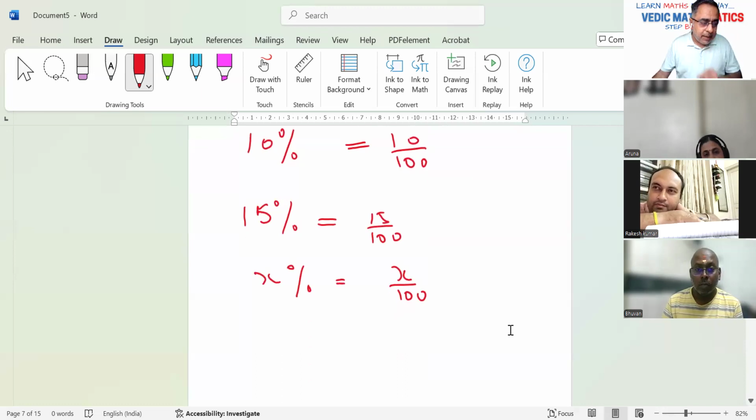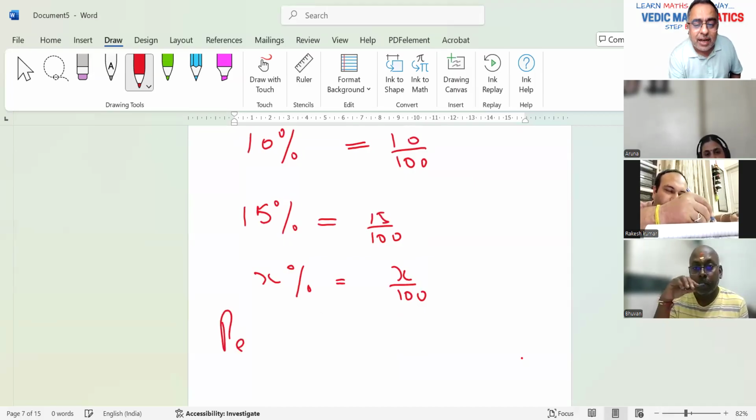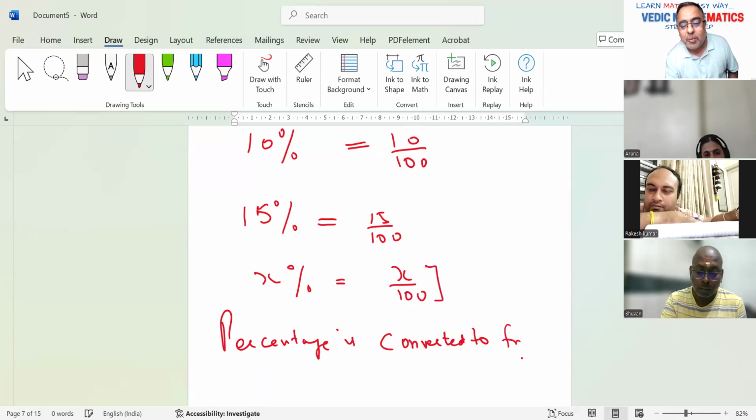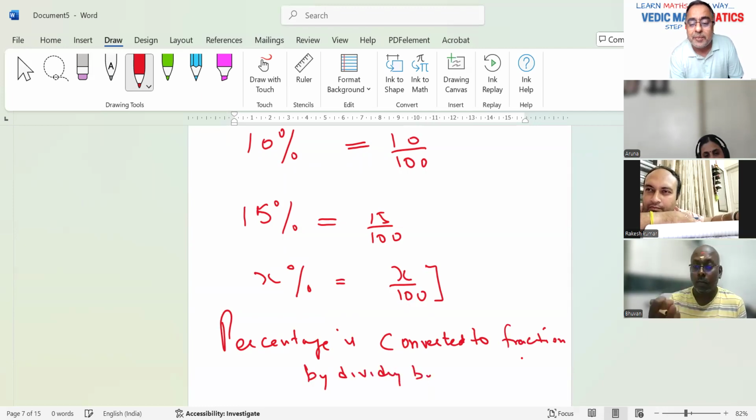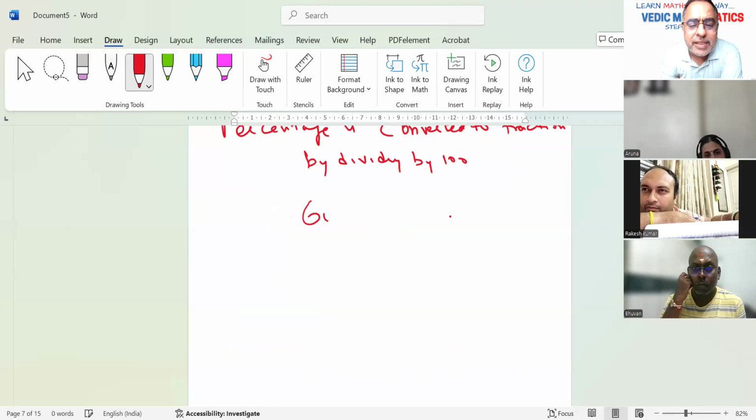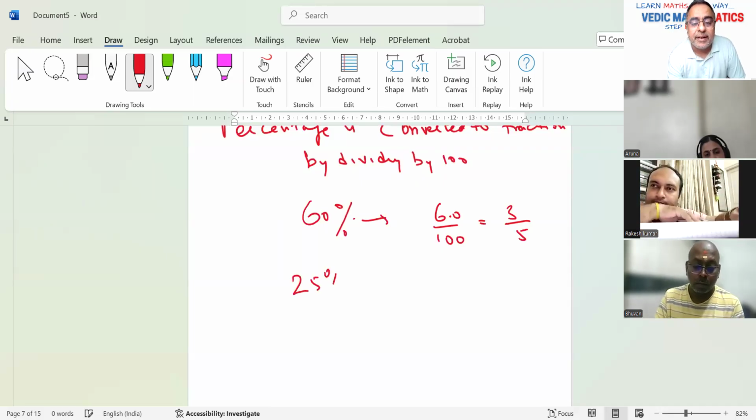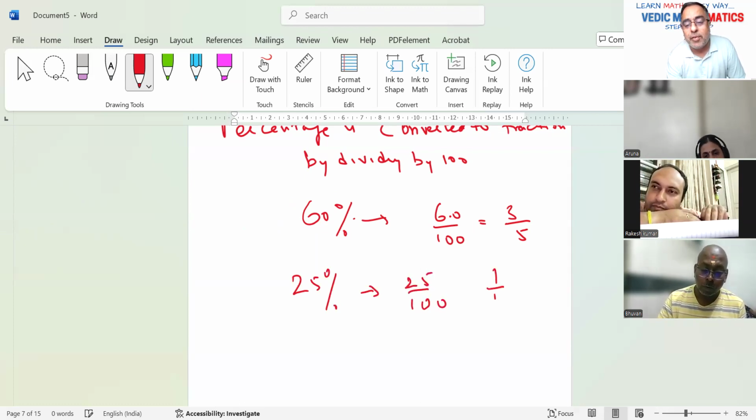Second, now reverse this. Percentage is converted to fraction by dividing by 100. For example, what is the fraction here? 1/10. If I had asked 60% convert to fraction, so 60 by 100 means 3/5, correct? So that is the fraction. 25%, so that is 25 by 100, 1/4. How did 12 come, brother?